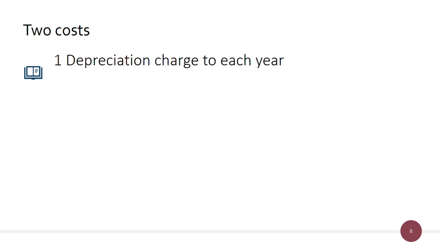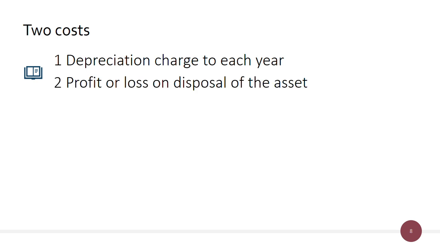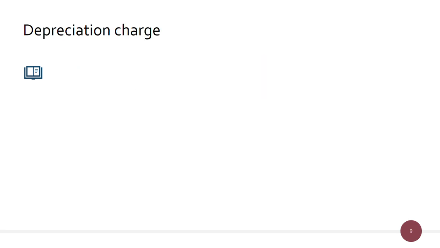So we've got two costs in here. We've got a depreciation charge for the year, and then in the final year, when we get rid of the thing, we've got a profit or loss on disposal of the asset. So we're going to have two calculations. One, you're going to be asked, what is the depreciation charge? And eventually you're probably going to get some kind of profit or loss on disposal of the asset. Okay, so let's do the depreciation charge first.